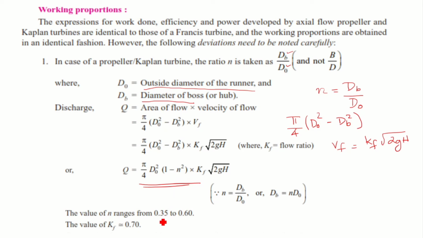The value of n ranges from 0.35 to 0.60. You must memorize these values so that you can take a value ranging from 0.35 to 0.6 if the value is not given in the problem. For the Kf value, if it is not given, you can take 0.7. You must memorize this value also, as the value changes for the reaction turbine and the axial turbine. For an axial turbine, normally you can take the flow ratio as 0.7.